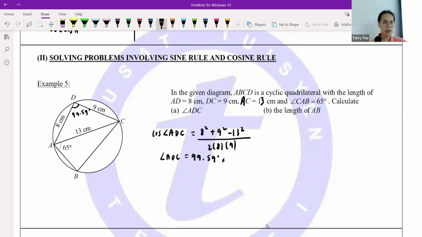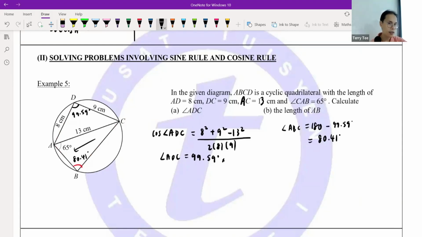Okay, so this is a cyclic quadrilateral. Remember your form 3 work. If this is a cyclic quadrilateral, what is the most important thing about cyclic quadrilateral? The opposite angles must add up to 180. I need to find angle ABC first by taking 180 minus 99.59. That will be 80.41. So I know this is 80.41, and I'm supposed to find length of AB.